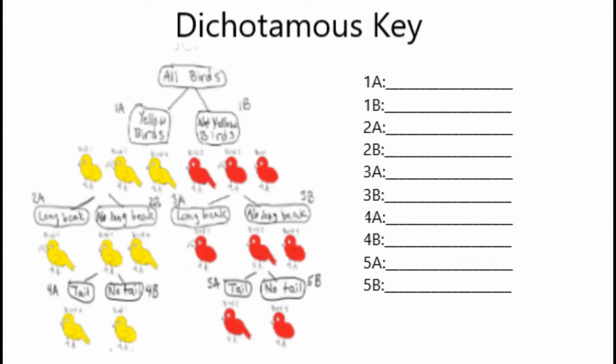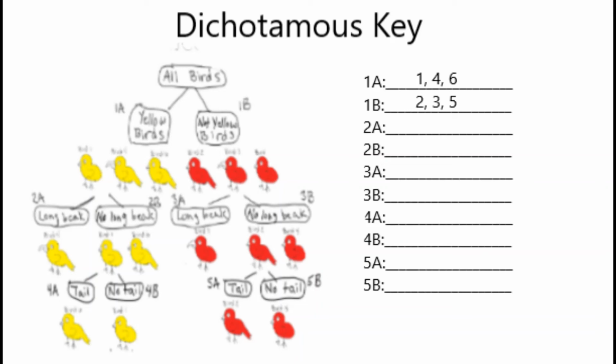Now, the first thing that you want to do when you're making a dichotomous key is write down the number-letter combinations that correspond to your tree diagram. Since I have from 1A down to 5B, I listed that here on the right so you can see it. And then you're going to fill in the critters that fall underneath these categories. For example, for categories 1A and 1B, yellow birds or not yellow birds, for the yellow birds I put birds number 1, number 4, and number 6, whereas the not yellow birds were numbers 2, 3, and 5.